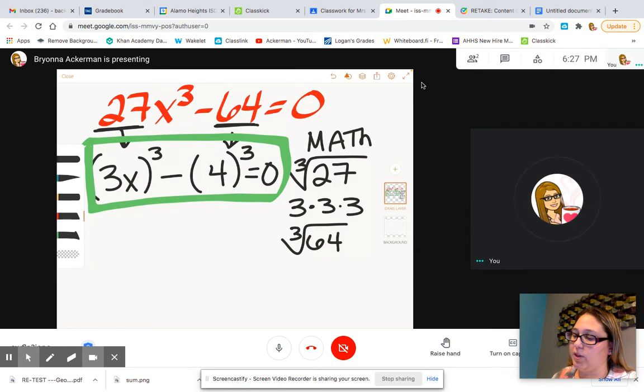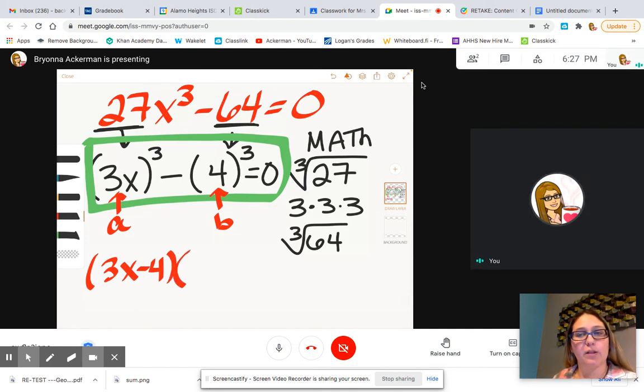And so this inside piece, the whole thing, the 3x is your A, and the inside here is your B. And so if I follow the formula, it's A minus B. So in this case, it's 3x minus 4. And then it's A squared. Now that's a little harder because we have 3x times 3x. So 3x times 3x is actually going to be a 9x squared.